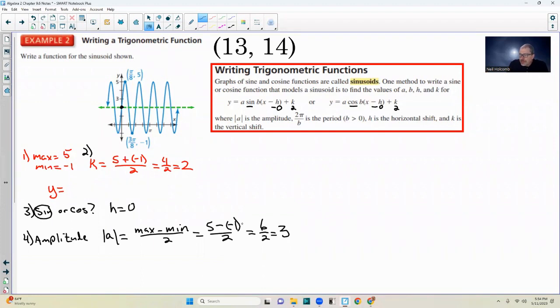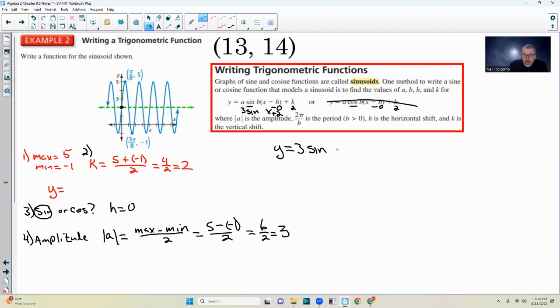The graph is not reflected because it's going up from my 0. So it's just 3 here. And by the way, we already determined it's a sine function, so let's ignore that now. So now we have 3 sine something x plus 2. So we're almost there. So I'm going to call that y equals 3 sine, and I'm not going to put anything here yet.